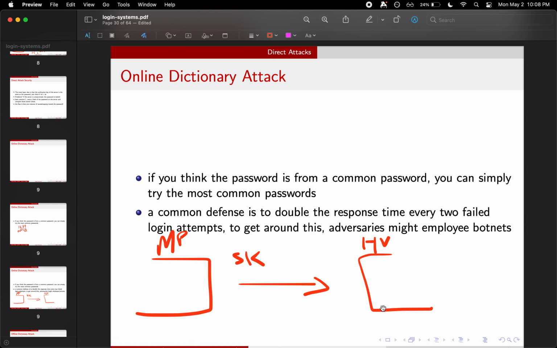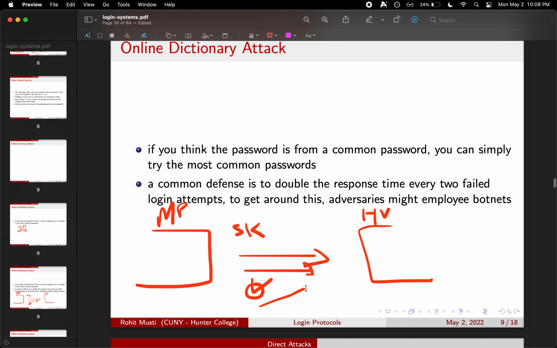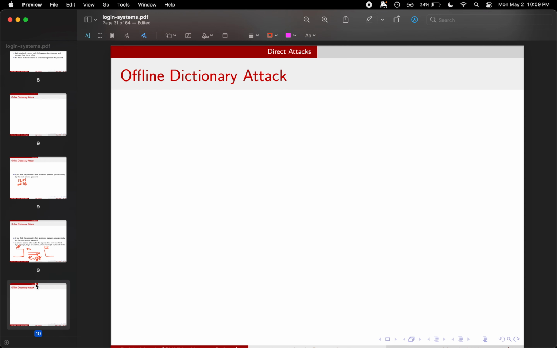So how do you solve this problem? Every 2 failed attempts, you double the response time. So secret key 1 fails, secret key 2 fails, then you need to wait, there's a little clock there, a certain amount of time before you can try going again, right? So you try again and you try again, and then your time is doubled. So as you can see, the system stops you from just spamming the bot online.